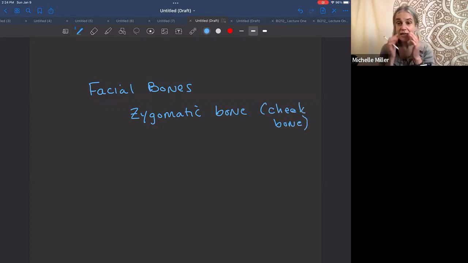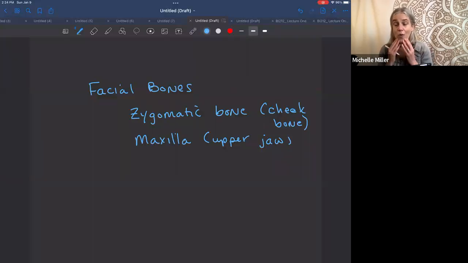We also have the upper jaw, which is your maxilla. We also have the lower jaw, which is the only part of your skull that is actually mobile, and that is referred to as the mandible. So this is my lower jaw.